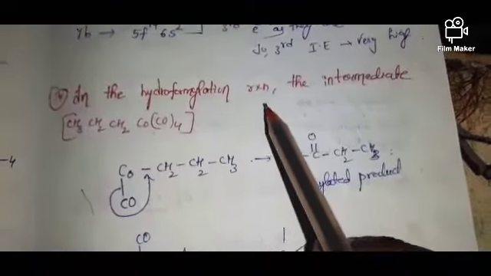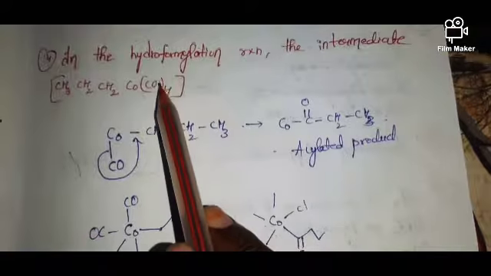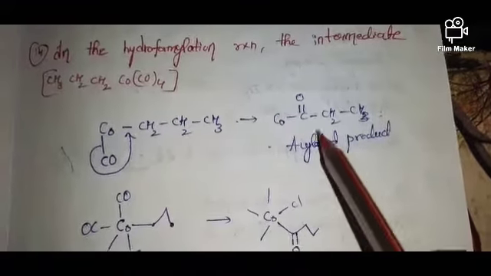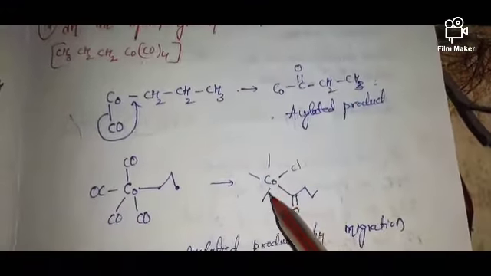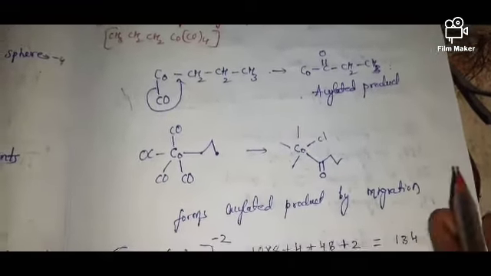Next, in the hydroformylation reaction the intermediate, simple thing, friends. Whenever it undergoes the hydroformylation we will get the acylated product, CO or COCl, like this. It forms an acylated product by migration, so our option is acylated product by migration.